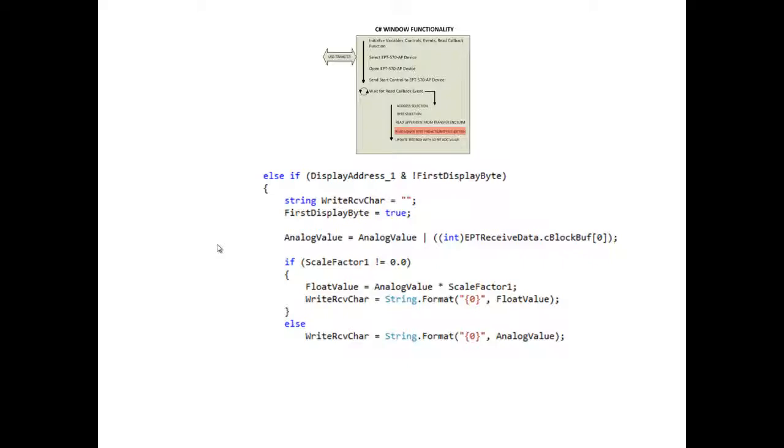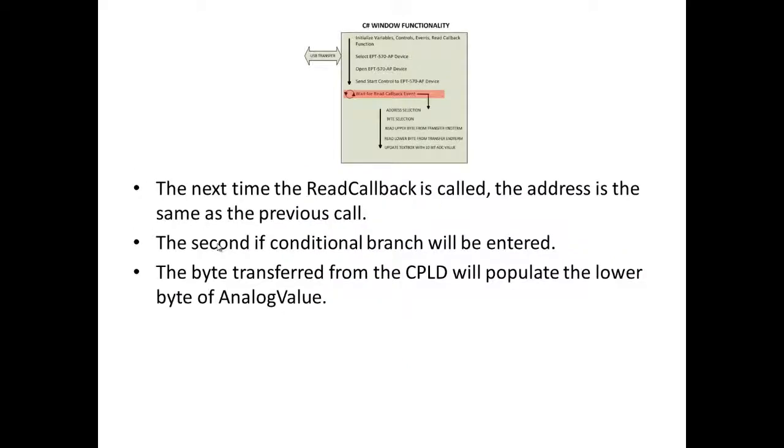The write received char is cleared to 0. This is done to clear out any value that was previously in there. The variable is used to collect the modified analog value and send it to a thread to be written to the text box. The first display byte is set to true, so the next time the callback is called, the transfer out address 2 is entered, and the upper byte will be added to the first 8 bits of the analog value, which effectively starts the cycle over.